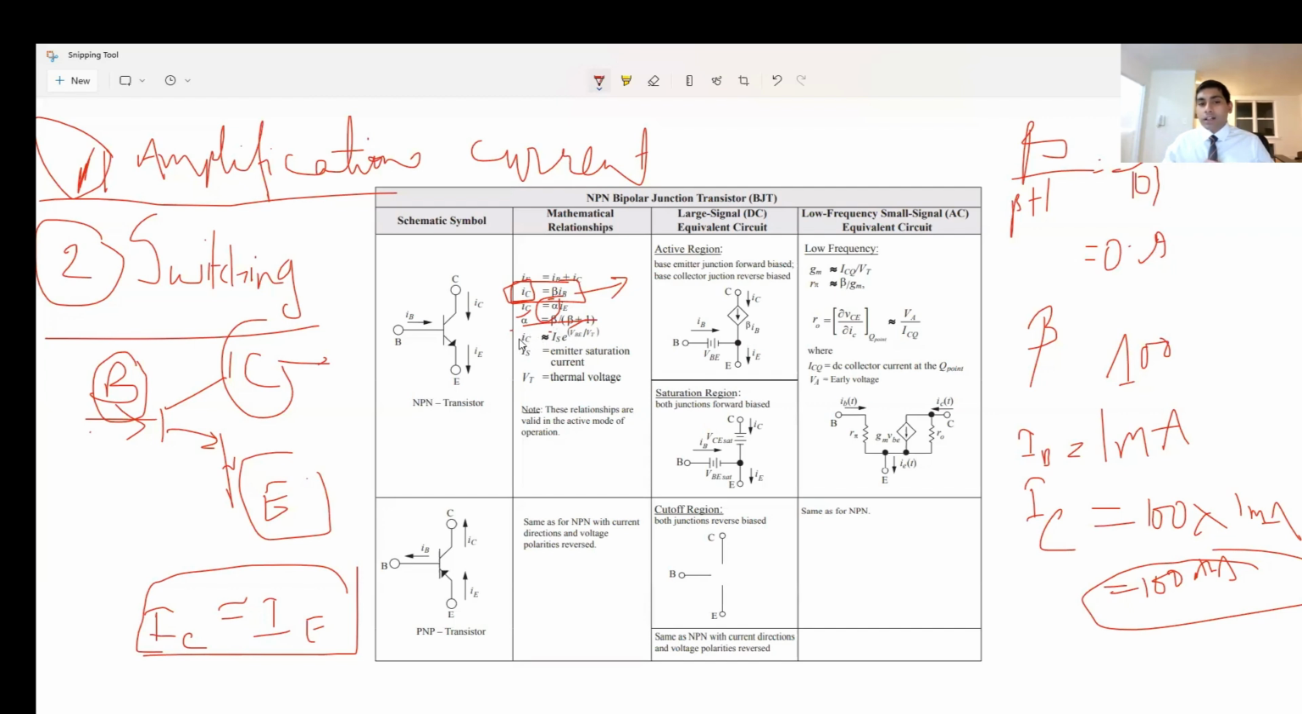And how do we find alpha? Alpha is given as beta divided by beta plus 1. And then emitter current is nothing but the summation of your collector current and your base current.